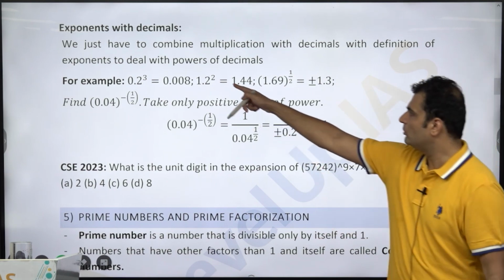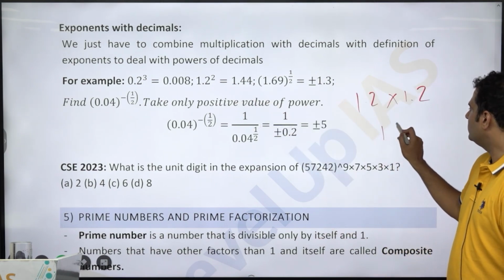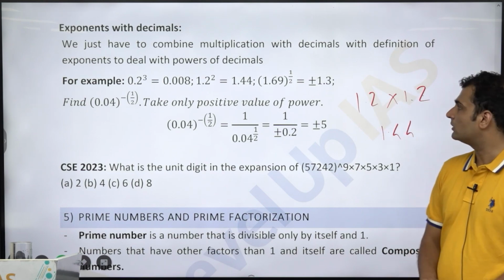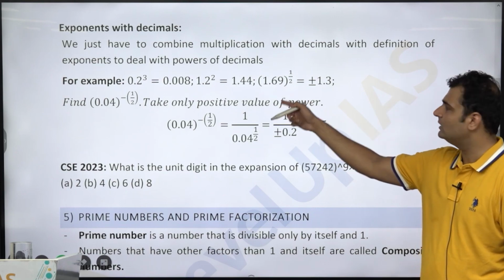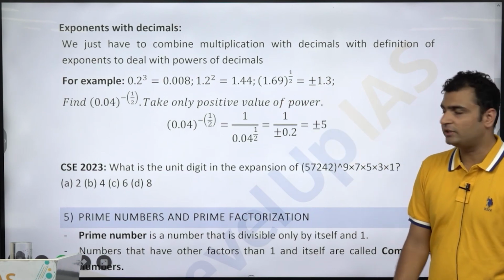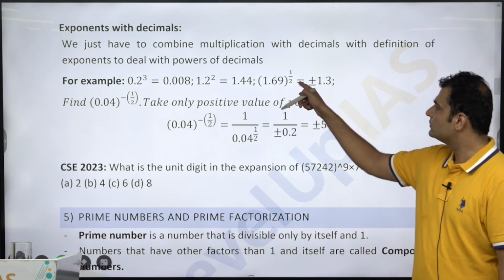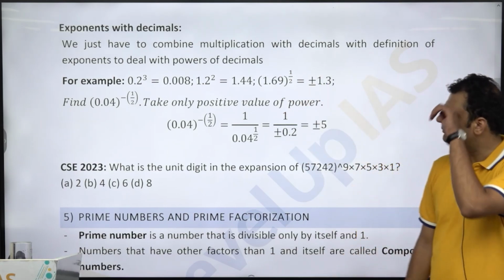Then 1.2 square is 1.2 into 1.2, which is 1.44, because 12 square is 144, and with 1, 2, two decimal places here. And inversely, square root of 1.69 is plus minus 1.3, because 1.3 square is 1.69, and because we are taking square root, we can have positive or negative both values. Fine.